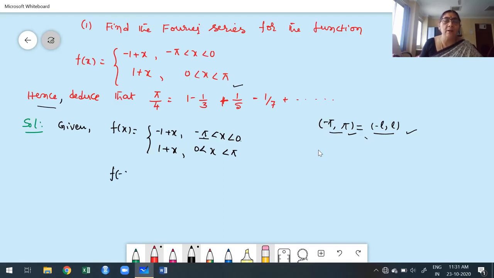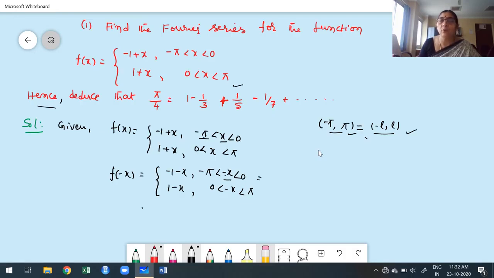How to verify even or odd? Carefully you have to observe this. Replace x by minus x. Whatever x you have in each place, I am going to replace it by minus x. And also 1 minus x, 0 less than minus x less than pi. Now, if you want to verify whether it is even or odd, first try to express the given limit based on x. Here the limit is based on minus x. From the basic definition of inequality, first you have to convert this limit also in terms of x, but here it is in terms of minus x.